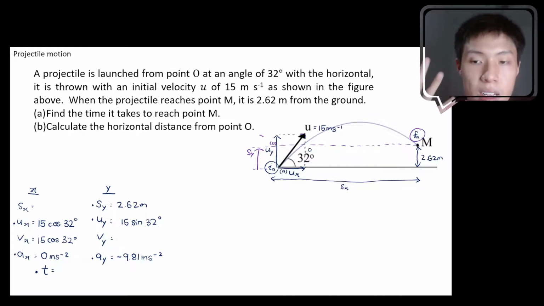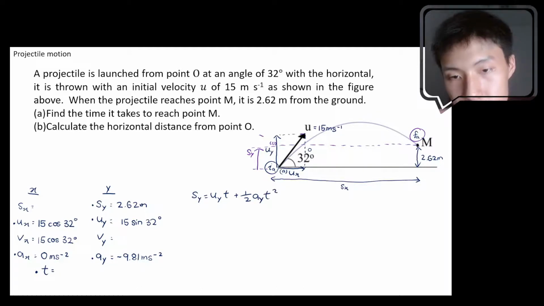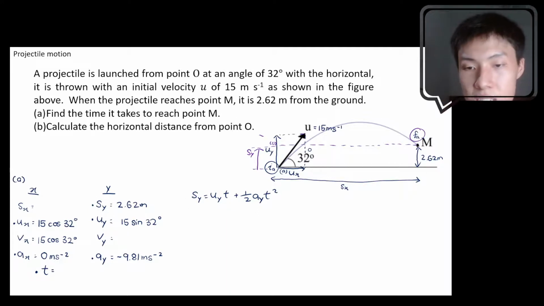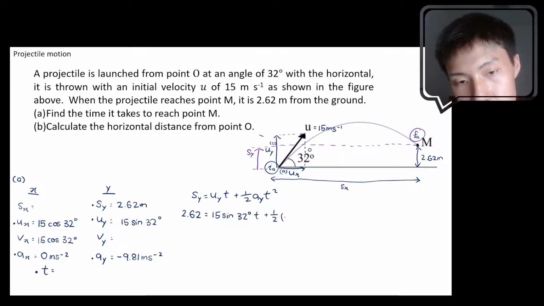If you think about the 4 kinematics equations, the equation that you should pick is S equals UT plus half AT squared. We don't want V inside our equation because we don't have V and we don't want the answer of V for now. So this is the equation. Let me label this as equation A because it's a bit confusing. Now let's just substitute based on what we have in the table. Sy is 2.62, Uy is 15 sine 32 degree, times t, plus half ay, which is negative 9.81, t squared.